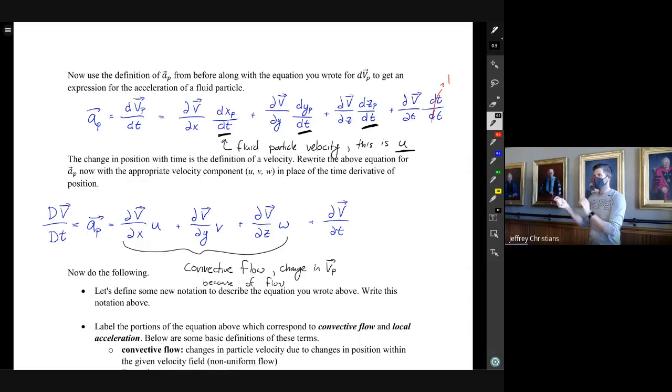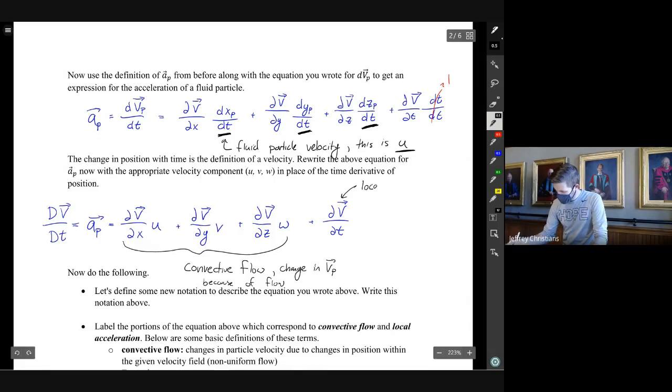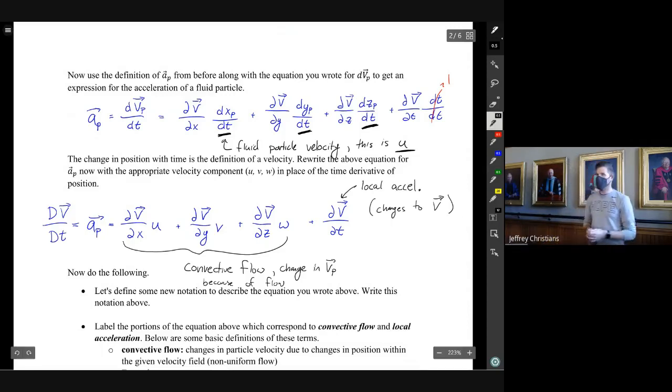You could also have accelerations because somebody's turning on the valve and increasing the flow rate, or turning it off and everything's slowing down. So that's what this last term is. This is local acceleration. So this would be like changes to the whole velocity field, changes to v. So there are these two separate parts.